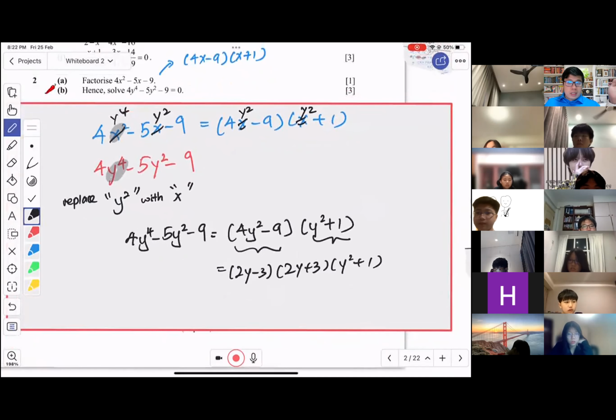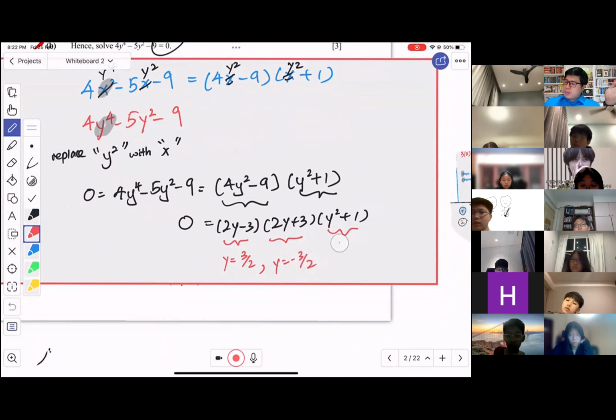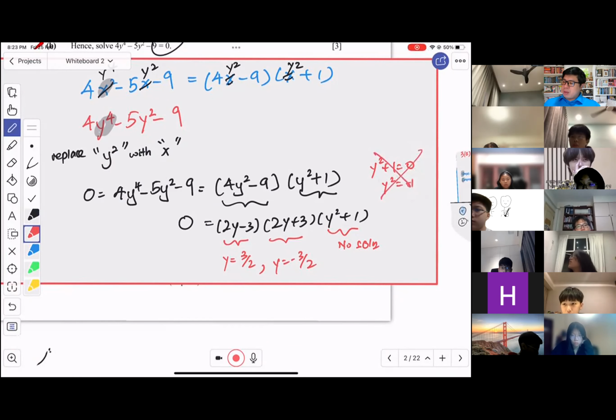So from here, remember we are solving this to be 0, so it equals 0. By the product rule, that means y is equal to 3 over 2, comma, y is equal to negative 3 over 2. This one, basically no solution, because if you take y squared plus 1 equals 0, y squared equals negative 1, nothing will come out. There's no solution. So these two are the answers. That is for question 2B.